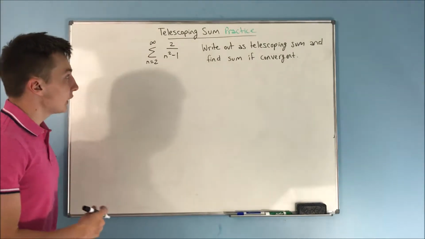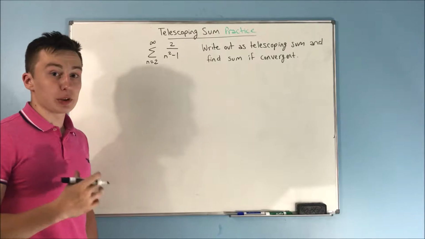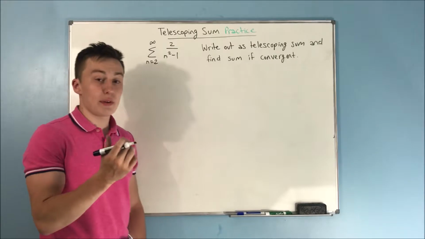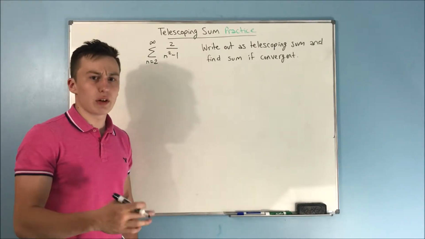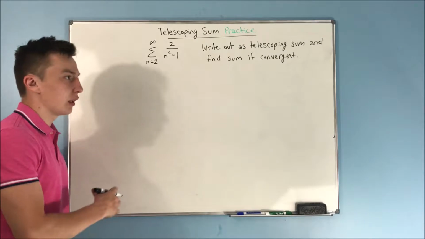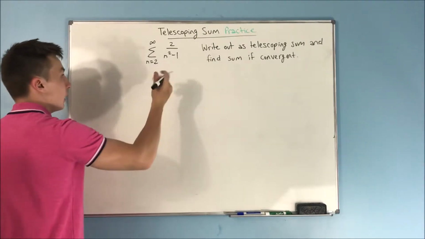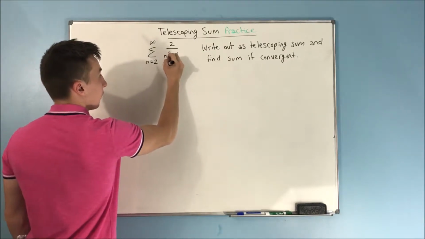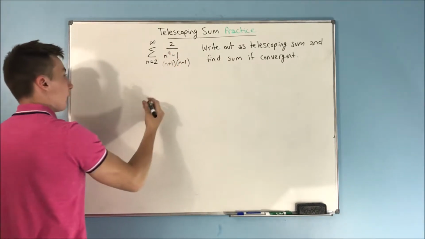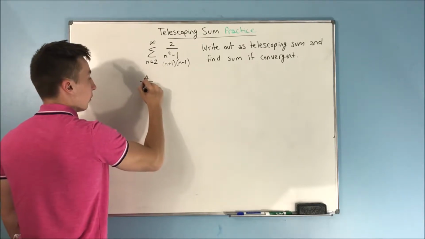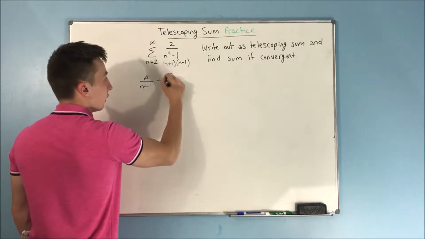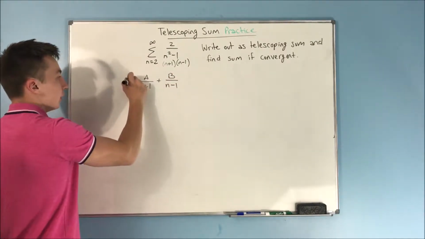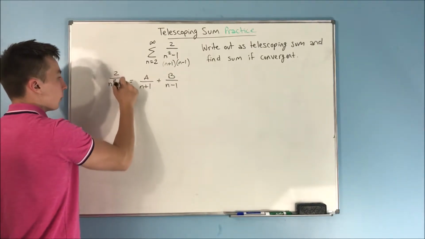Okay, so the first step here, we can break this fraction apart using a partial fraction decomposition. It's kind of half as hard as what we had to do with all our different techniques of integration, because then we had to do integrals afterwards. But here, all we have to do is separate that into n plus 1 and n minus 1. So we get A over n plus 1 plus B over n minus 1, and that's going to be equal to 2 over n squared minus 1.